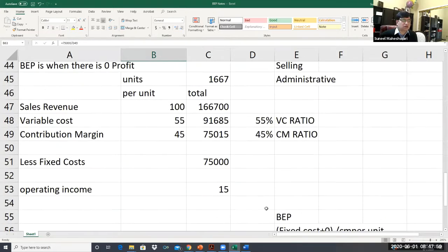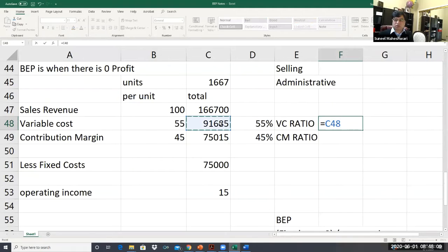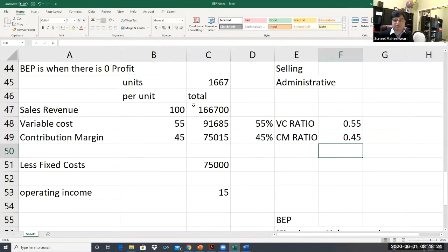Please note that the contribution margin ratio of one unit or of the total will remain the same. You can try it out. You can take the total contribution margin and divide by the total sales. It remains the same.